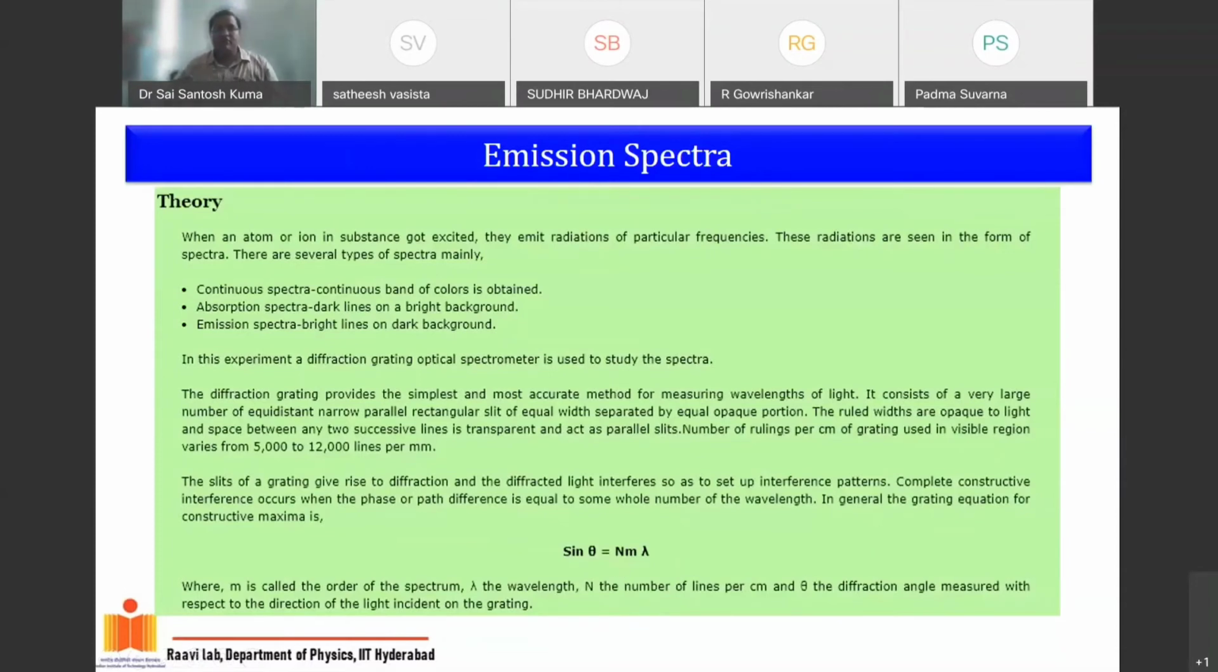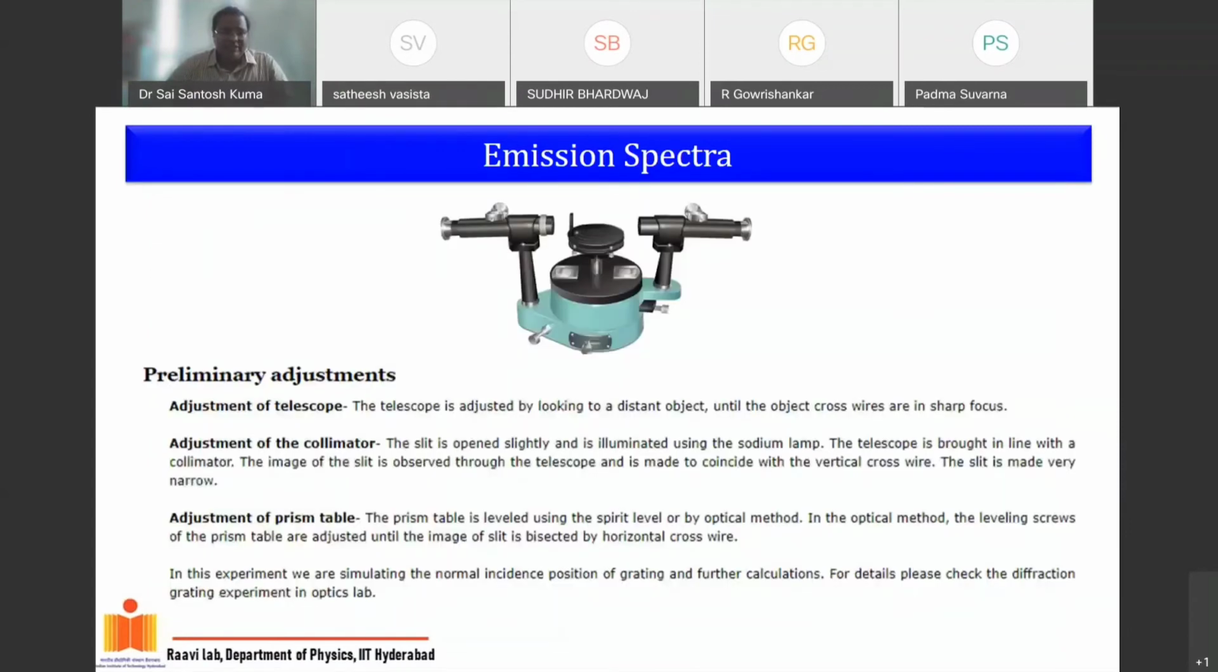However, for doing this, one needs to have an understanding of emission spectra. So that's why the title of this experiment is emission spectra. So these are the adjustments you have. We have a spectrometer. First is the adjustment of the telescope. You do that by looking at a distant object until the object and crosswires are in sharp focus. This is just to make sure that your image is well focused. Then is the adjustment of the collimator.